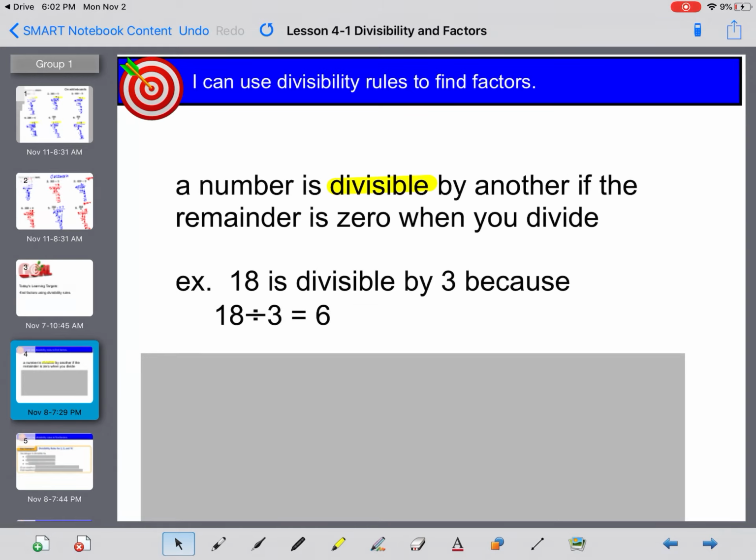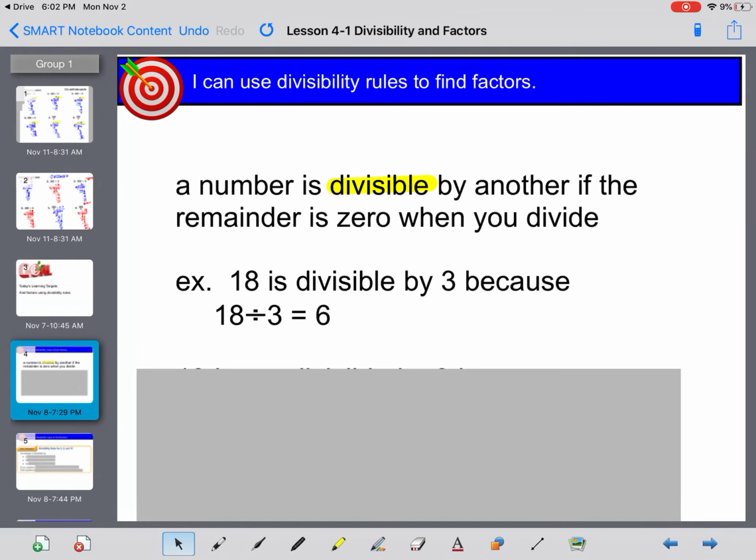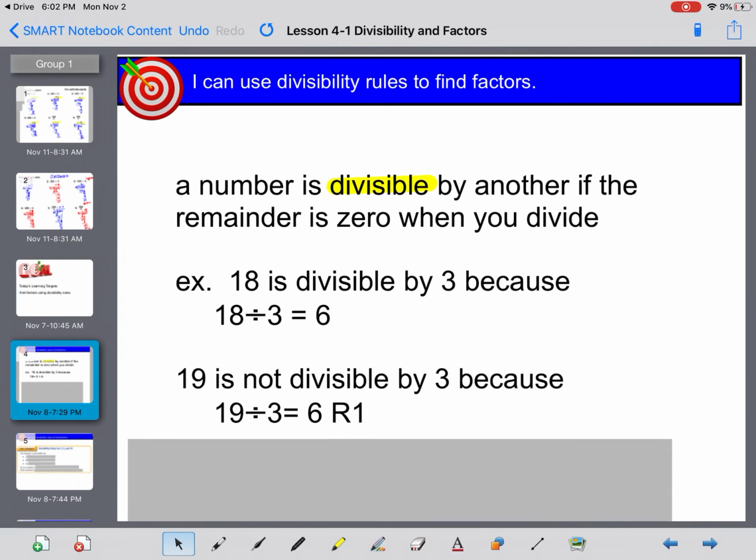So for example, 18 is divisible by 3 because 18 divided by 3 is 6. It goes in evenly. 19, on the other hand, is not divisible by 3 because you have a remainder of 1. See this remainder of 1? So that one is not divisible because there's a remainder. Pause the video if you need more time to write it.